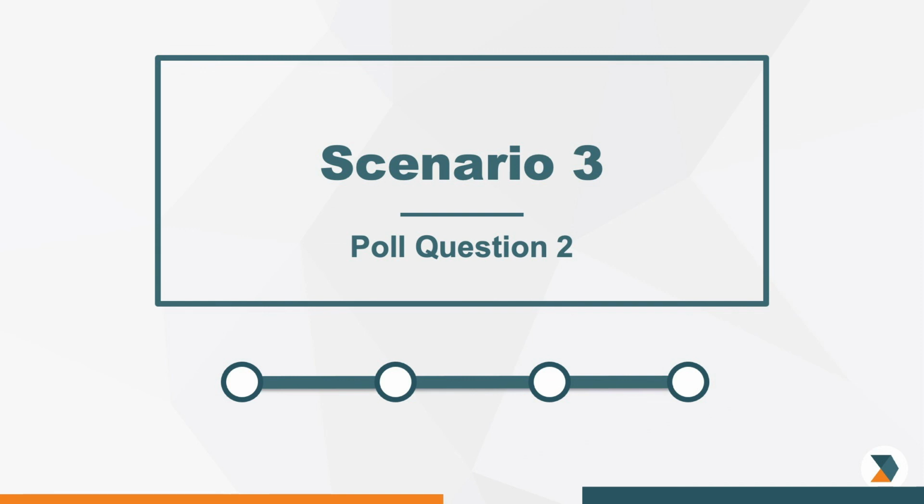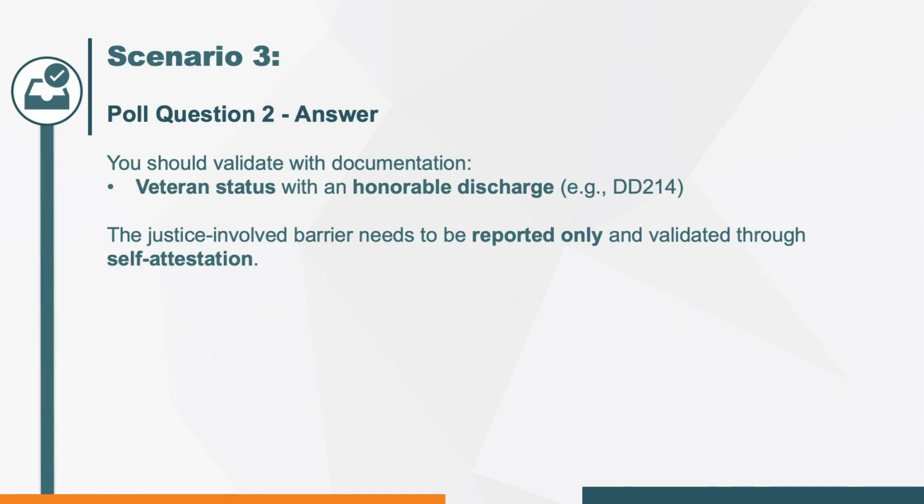What barriers do I have to validate with supporting documentation? Veteran status, justice involved status, veteran status, and honorable discharge. So the correct answer is veteran status and discharge status. The discharge status is validated using the DD-214 typically. The other documents are outlined in that other checklist that Rosani spoke about earlier in the presentation.